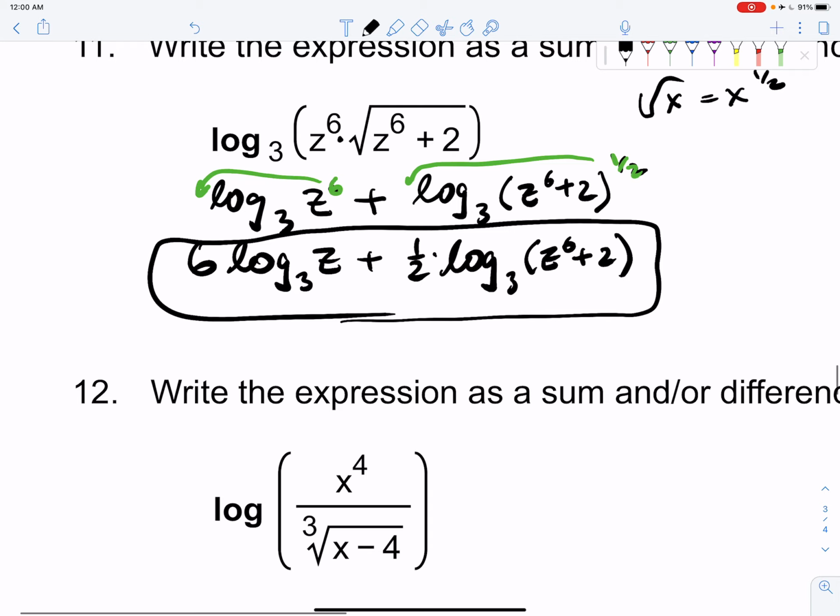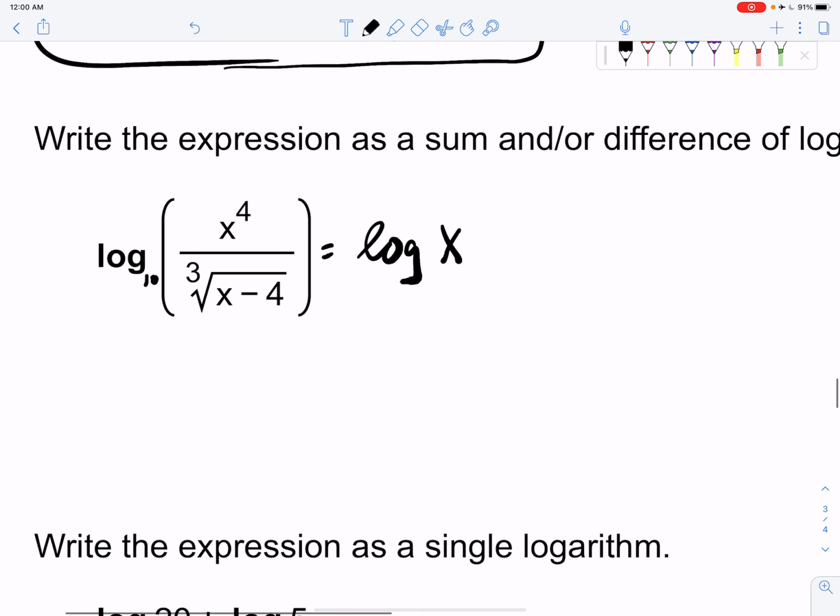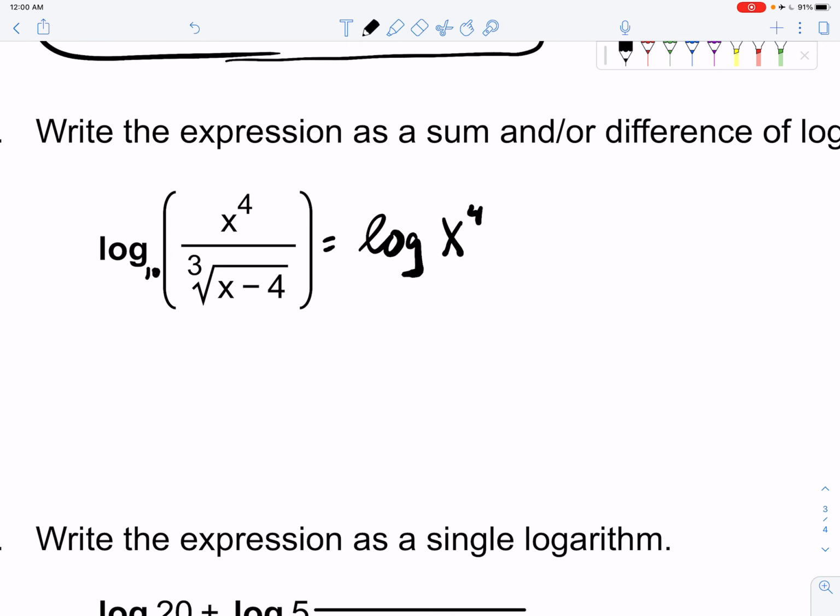Okay, what's next? Okay, the quotient rule. Using the quotient rule, when you don't have any base written, that means it's base 10, okay? So we've got log base 10, and we don't have to write the 10 there. So it's log of x to the 4th minus, because it's a quotient rule, log of the cube root of x minus 4.